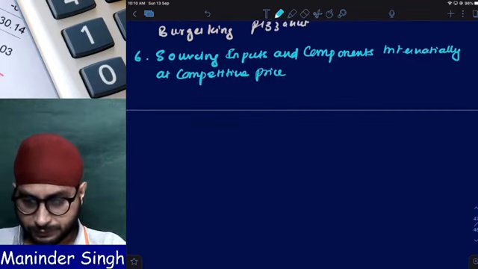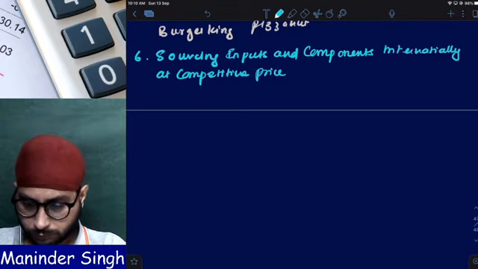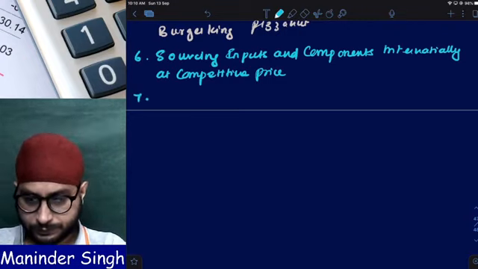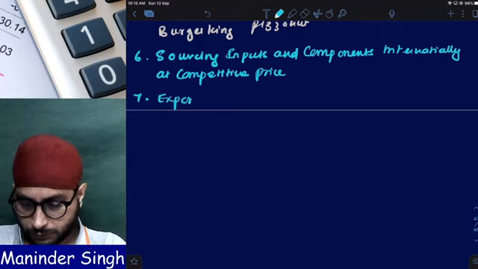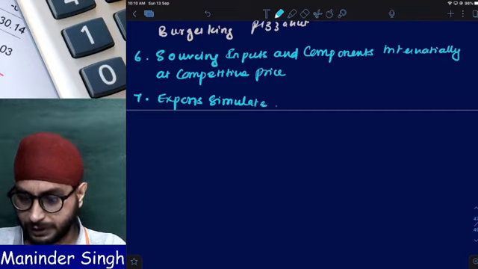Clear? Next, point number 7. Exports stimulate economic growth.